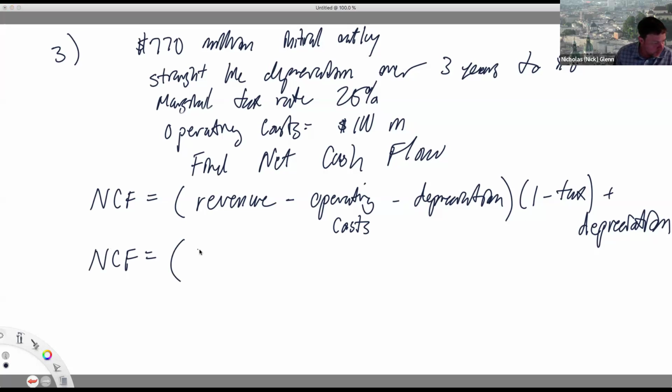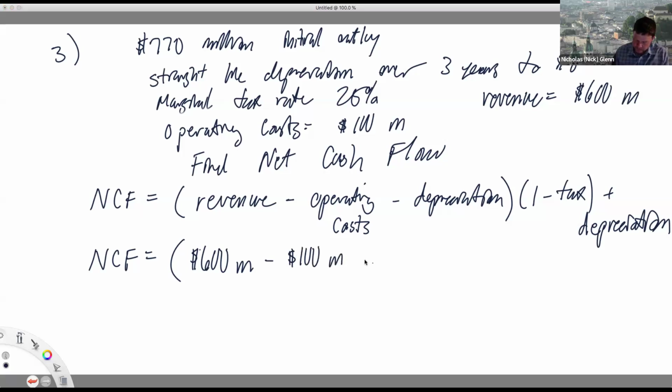We're going to say revenue equals $600 million per year. That's how much it's going to generate each year. The operating costs are 100 million. The depreciation is going to be 770 million divided by 3. Remember, we're going to straight-line depreciate it to $0 over this 3-year period. And now we want to take out our taxes, which we said was at a 25% rate.